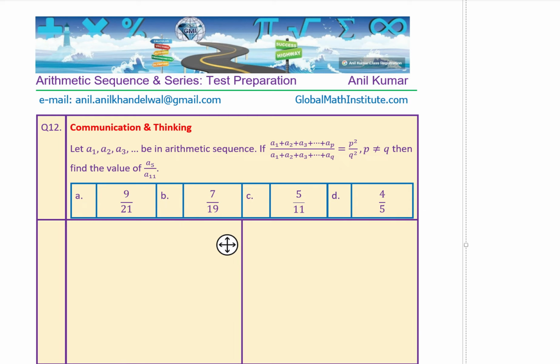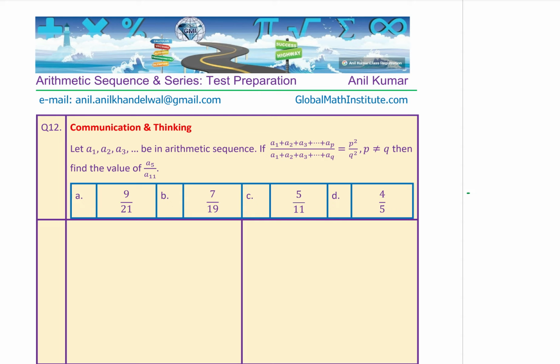Now here's question number 12, which is again a very tricky problem. Let a1, a2, a3 be in arithmetic sequence, and if the quotient (a1 plus a2 plus a3 and so on till ap) divided by (a1 plus a2 plus a3 and so on till aq) is equal to p squared over q squared, where p and q are different, then find the value of a5 over a11. That's the question for you. Now that's a very difficult question which has been seen in test questions.